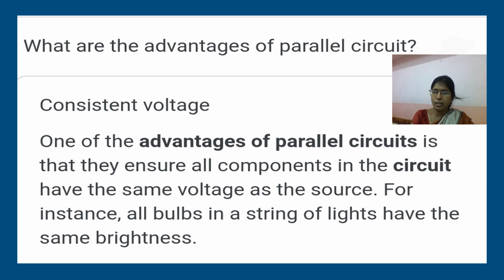So what is the use of a parallel circuit? The advantage is that all the components connected in the circuit have the same voltage as the source. For instance, all bulbs in a string of lights have the same brightness. Since the voltage is the same, the brightness is also the same in a string of lights. When we speak of a string of lights, immediately Christmas lights come to mind.